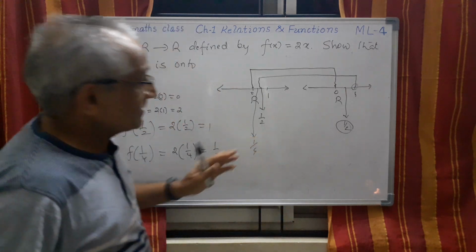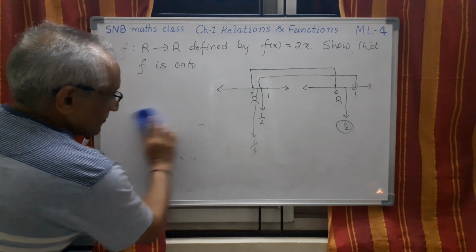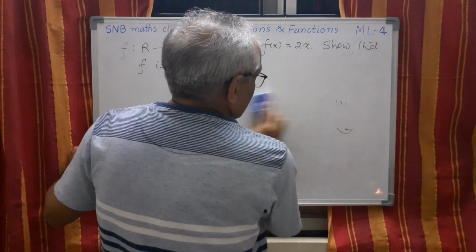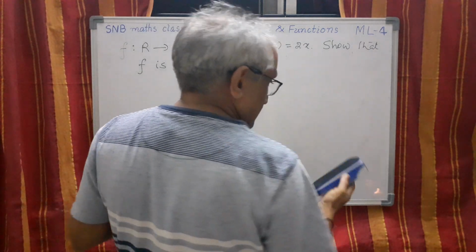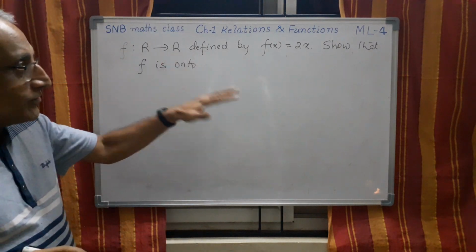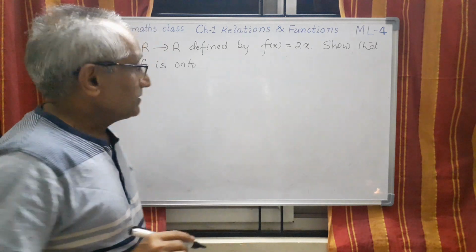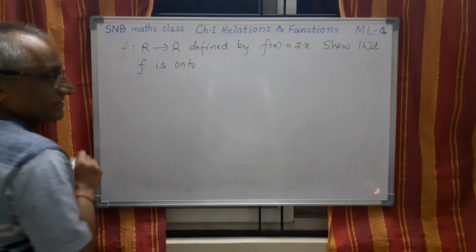But this is only an explanation to understand why it is onto. This is not a proof. Logically we have to prove it using the definition. Yesterday also, in the previous lecture, I made it clear: knowing is one thing, understanding is one thing, proving is the second step. So let me prove this one. What is the procedure?